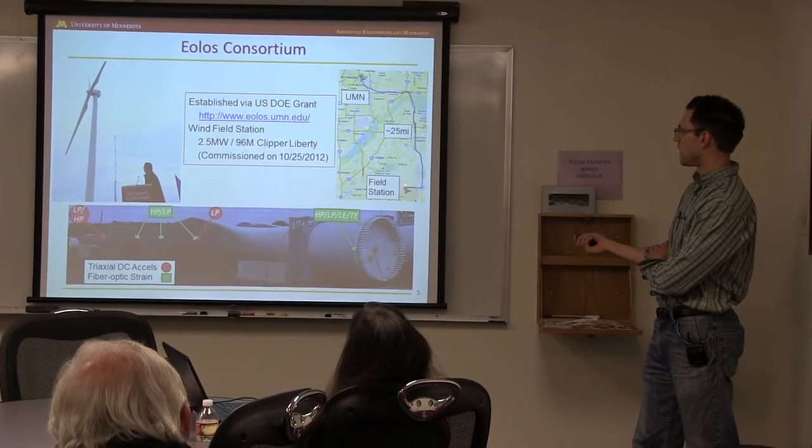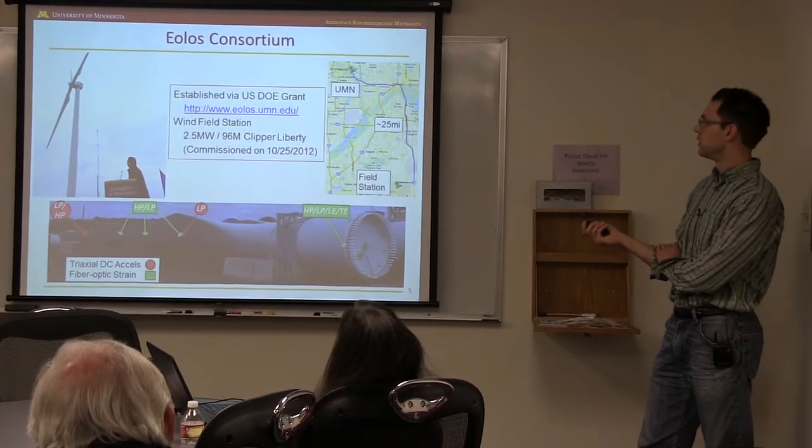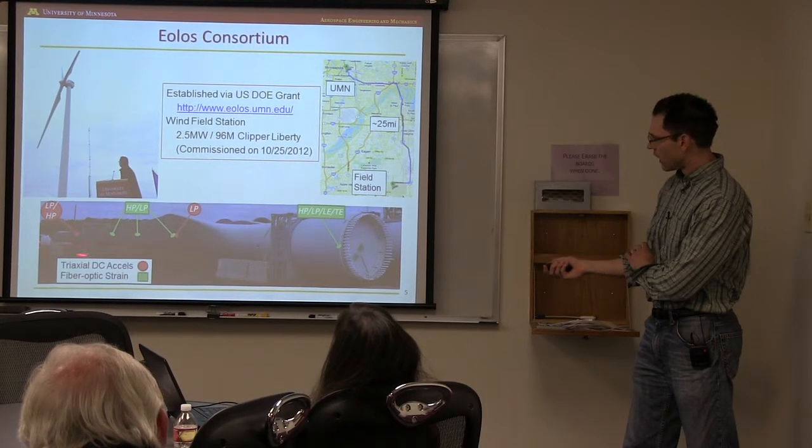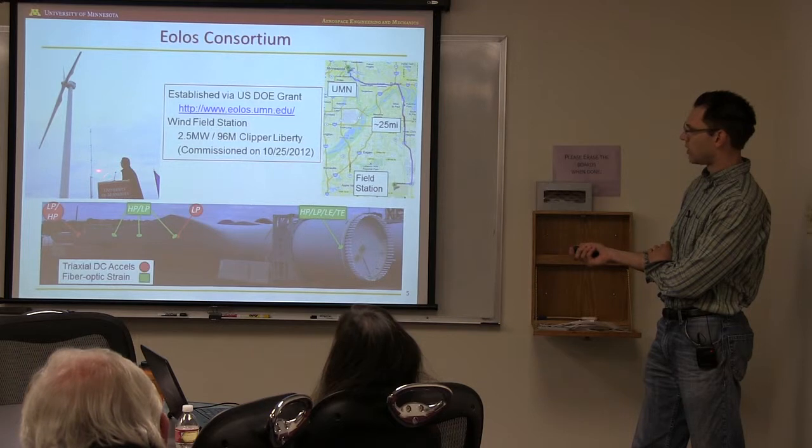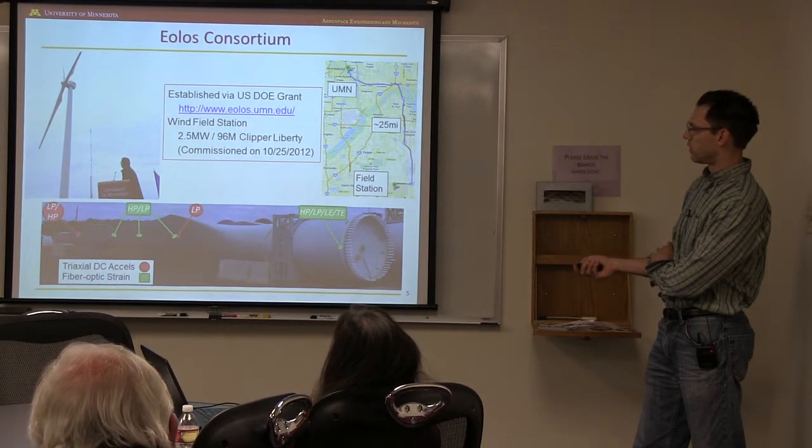And the field station is down here about 25 miles away. Here's the blade on the ground. So most of the turbine is stock. Here's the Met tower in the background. There's just a few things that are kind of custom.